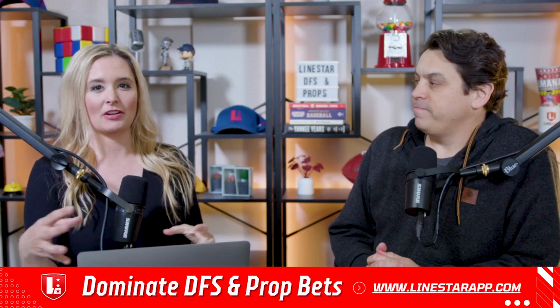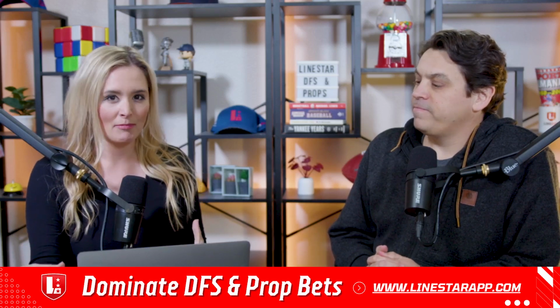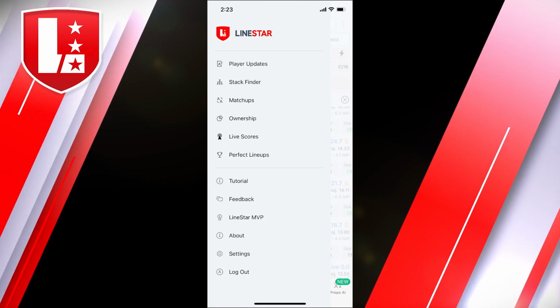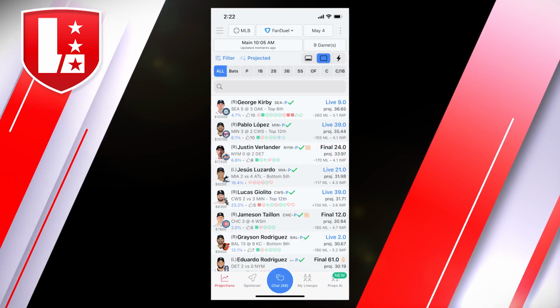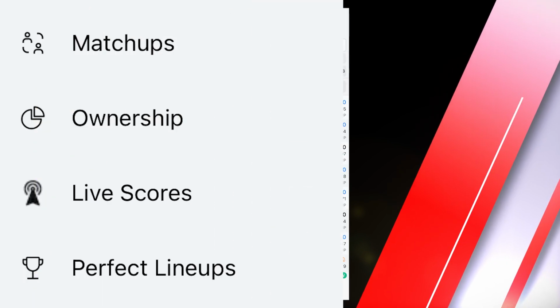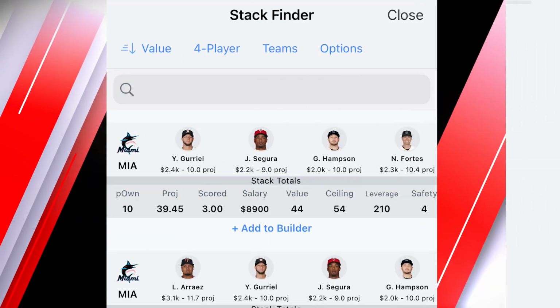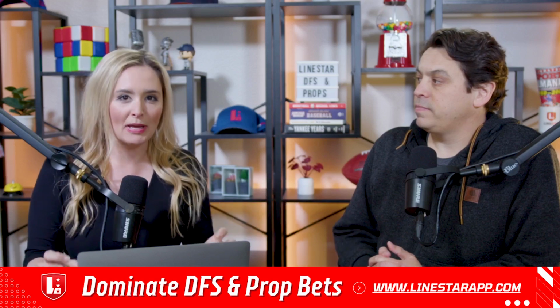The tools we're going to be talking about are available on the LineStar app, which is a great tool. If you want to start winning money in daily fantasy, you've got to have some projections and some ownership tools. At linestarapp.com, that's where we have everything. And we're going to be going through some of the things that you should consider when you're picking a team stack for baseball.